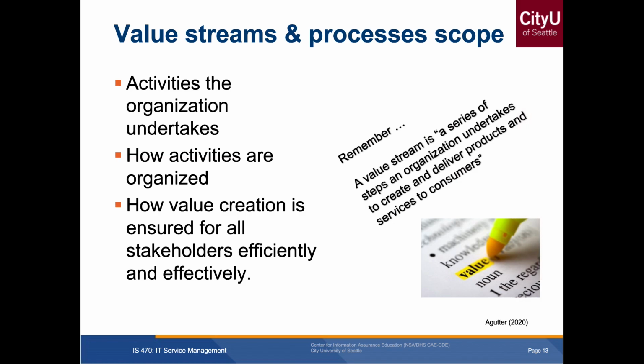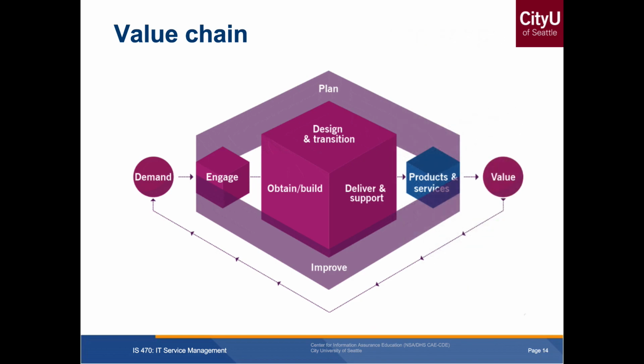So value streams and processes scope, those are activities the organization undertakes, how activities are organized, and how value creation is ensured for all stakeholders efficiently and effectively. Okay. So for value chain, we first start with the demand and we do some planning. Then we engage, then we design, build, and deliver. And once we deliver that, we build basically the product and service, and that product and service should generate a value. And then we go back to the demand again, and once we go back, we now try to improve. We engage, design, build, deliver, and have, let's say, the version 2 of the products and services.